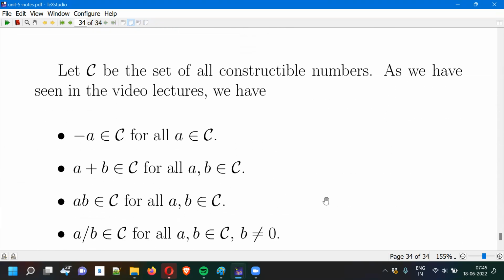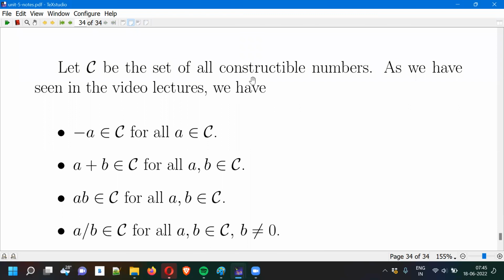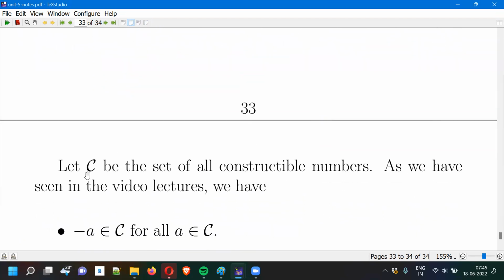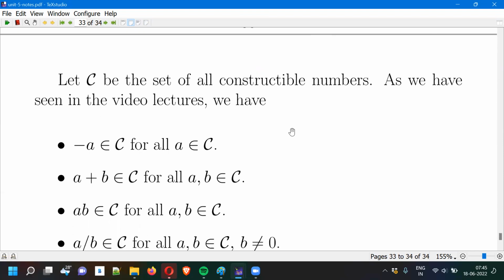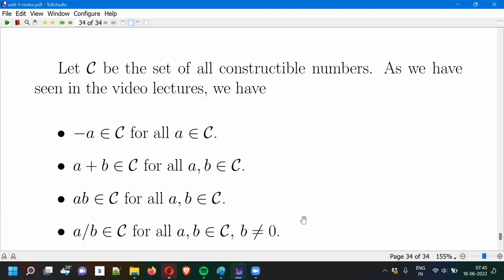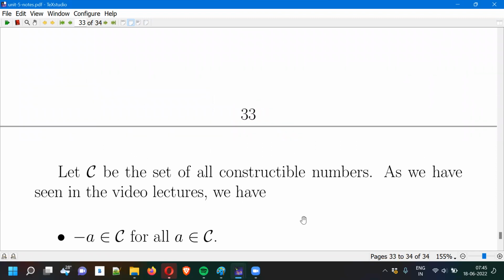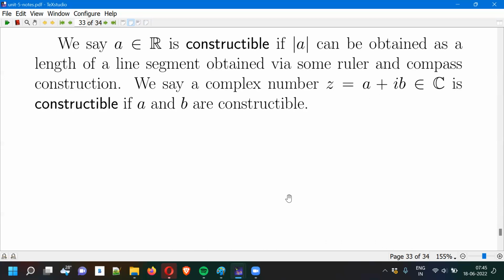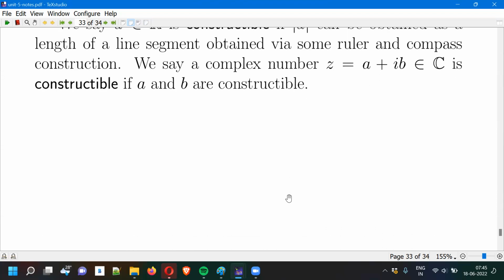And now the main thing here is that the set of all constructible numbers actually forms a field. So what does it mean to say the set of all constructible numbers? For us, script C will denote the set of all constructible numbers, and we will consider this to be the set of all constructible complex numbers. But for simplicity, we will just prove this for real numbers. For complex numbers, it will follow immediately because of this property. The real and imaginary parts are independently constructible, so the complex numbers are also constructible.